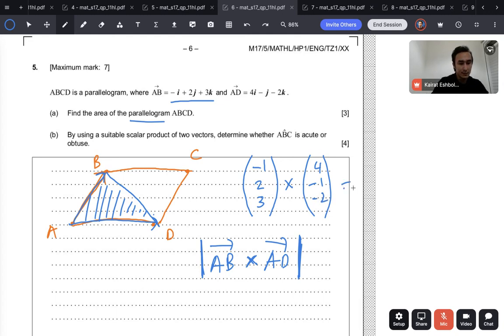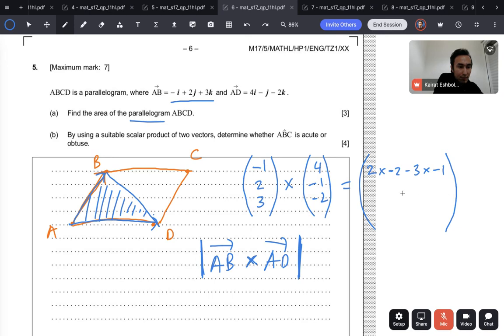And so what we're gonna do is, we will have 3 rows here, 1st row, 2nd row, and 3rd row. To find the first row, we multiply 2 by negative 2 first, so 2 times negative 2, and then we minus 3 times negative 1, okay? So 2 times negative 2 minus 3 times negative 1. And so we're going to calculate later on.